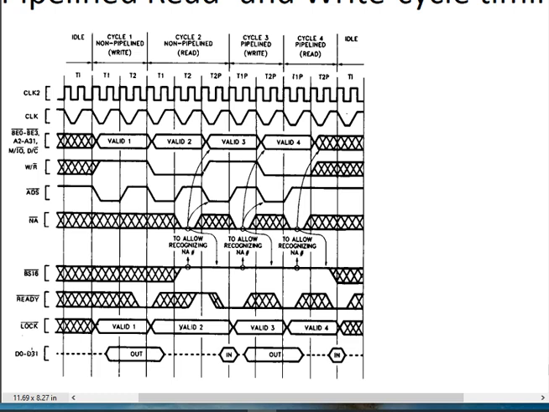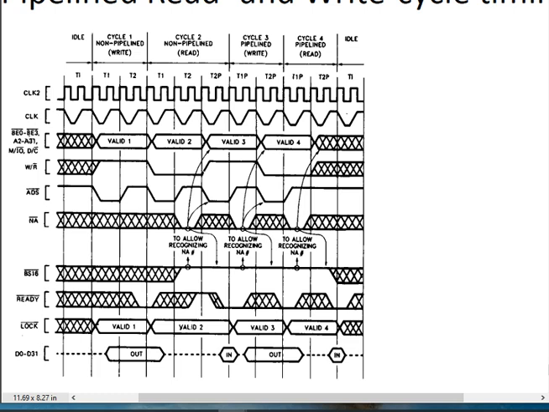The only difference is that this is a non-pipeline write cycle. Since it is a write cycle, the W/R bar signal is 1. For the non-pipeline read cycle, this signal will show 0, because it is a read cycle. So whether it is read or write, this signal will be 0 or 1. Every other thing will be the same.